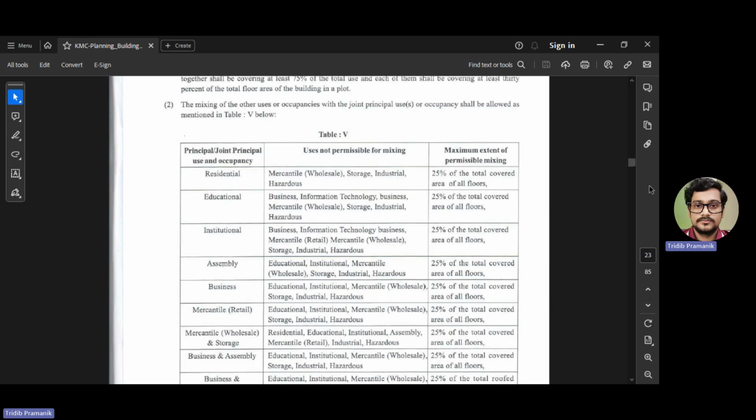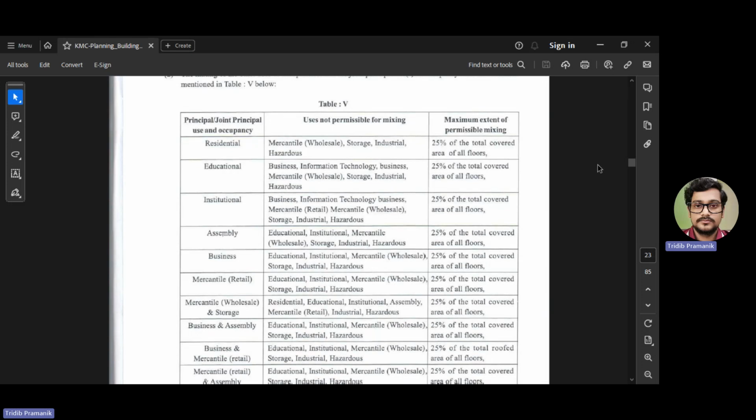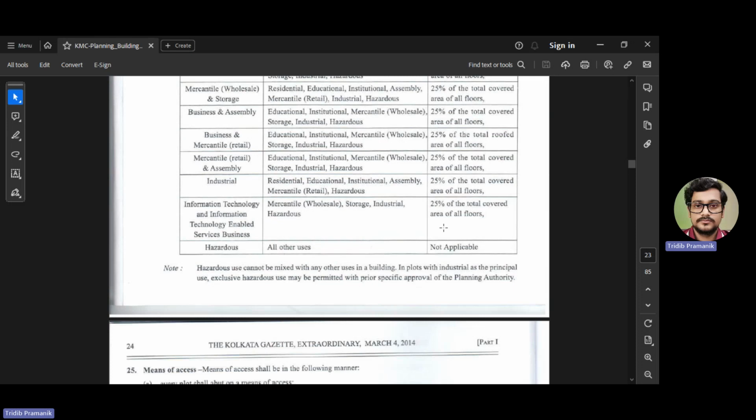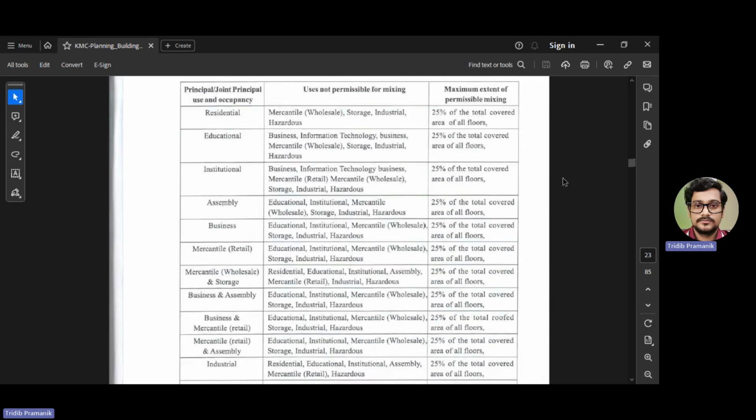Now, yes, if we need to make any building of mixed use, meaning a residential building with some commercial uses, or a residential building along with educational uses, and we want to take the sanction, the maximum permissible extent of mixing is mentioned here. You see, for residential with educational institutions, it is 25%. It means the primary purpose will consist of 75%, and the rest, 25%, can be used for other purposes.